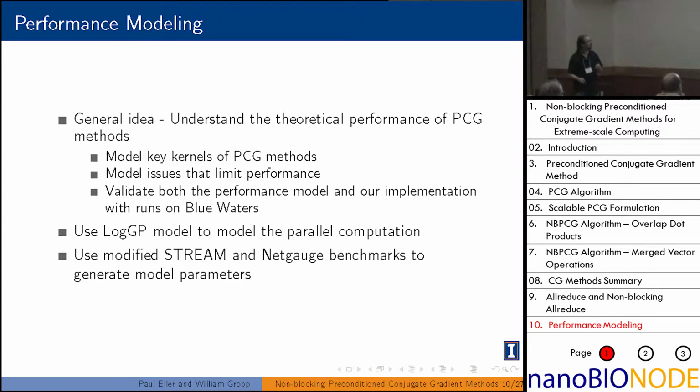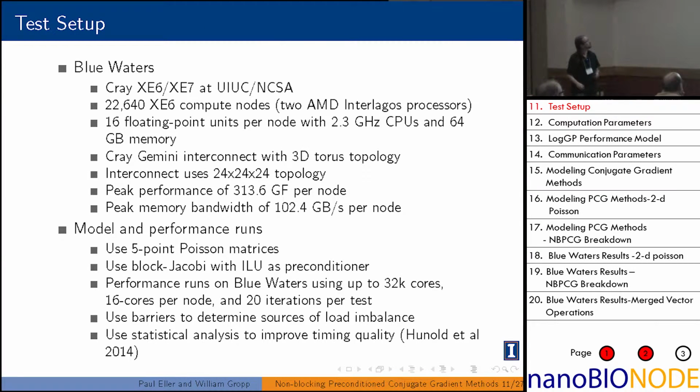As far as the model goes, we use the LogGP model to model the parallel computation. To generate the model parameters, we use a modified version of the stream benchmark, and we use the netgauge benchmark to generate the communication parameters. These tests are run on Blue Waters, and we base the parameters on Blue Waters also. Basically, this is a Cray XE6 at the University of Illinois and the National Center for Supercomputing Applications. The key thing to note is that there are 16 floating point units per node, and we use 16 cores per node for our tests.